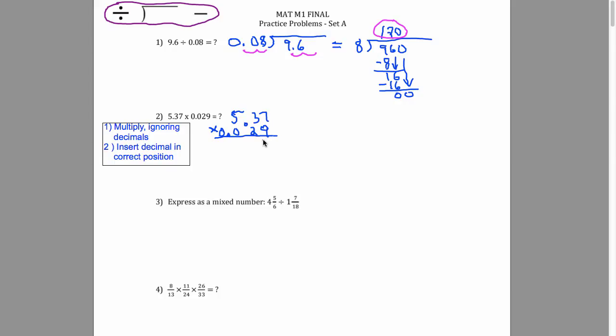So 9 times 7 is 63, carry 6. 9 times 3 is 27, and 6 is 33. Carry 3. 9 times 5 is 45, and 3 is 48.